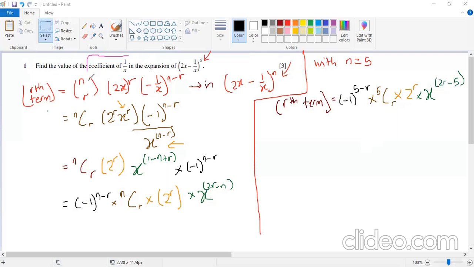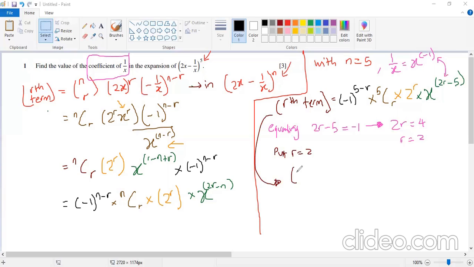We want the coefficient of 1 over x. This 1 over x is equal to x to the power of negative 1. That means equating which parts? These two. So we have 2r minus 5 equals negative 1. We need to solve for this. So 2r equals 4, or r equals 2. 4 because 5 minus 1. So r is 2 actually. So let's put r equals 2 into this one.